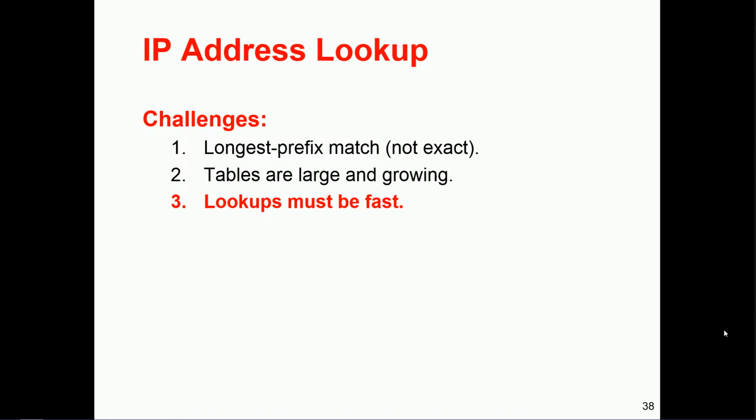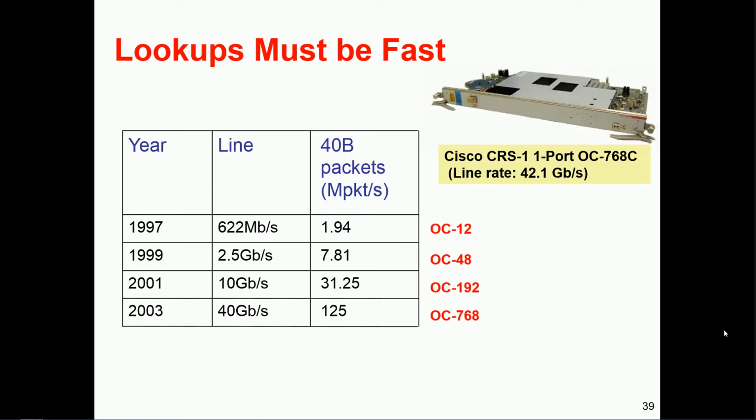Last, lookup tables have got to be fast. That's one of the main challenges. So, what do we mean by lookups have to be fast? Our line cards in the early 90s, we were getting away with a half a gig, a 2 gig. But in 2001, no. That was no longer fast enough.